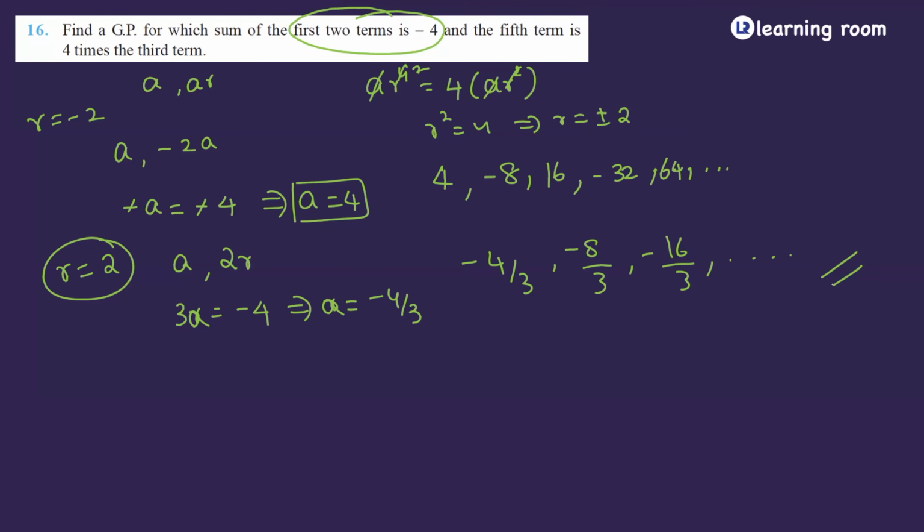So let's stop with this. How many are over? 16. 50% is over.